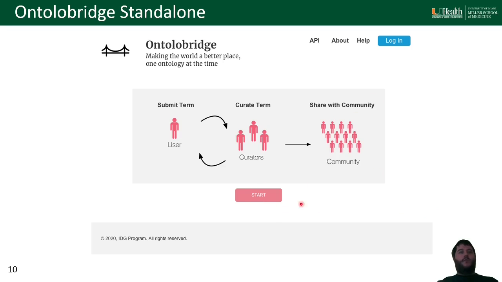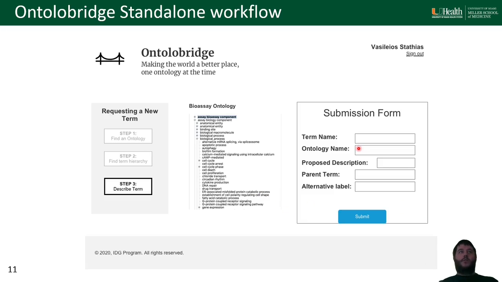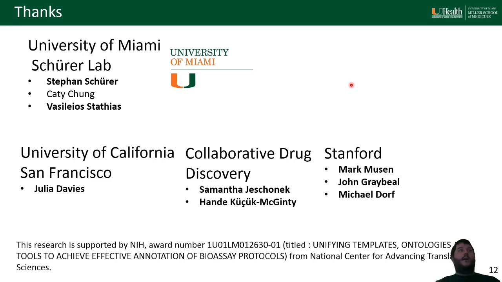Once you log in, you can click the start button, and it'll take you to our submission pipeline. This is the end of the pipeline, but as you can see, there are 3 steps: finding an ontology, finding a term in the hierarchy, and then the submission form. This is not representative of the final submission form, but shows you the form that you can fill out and then submit.